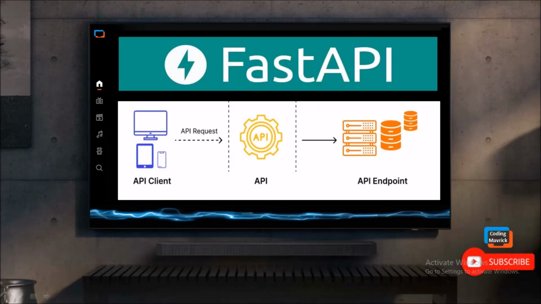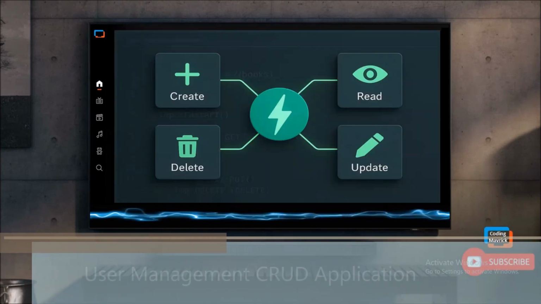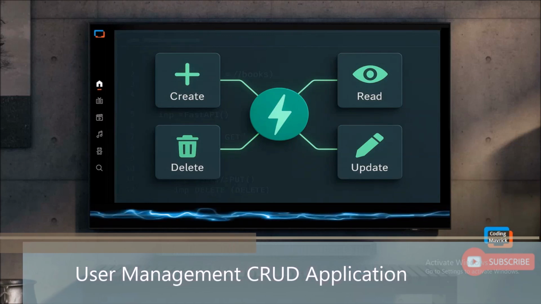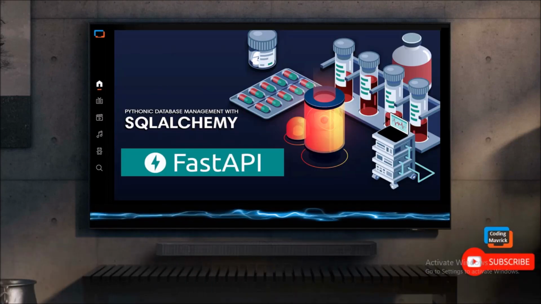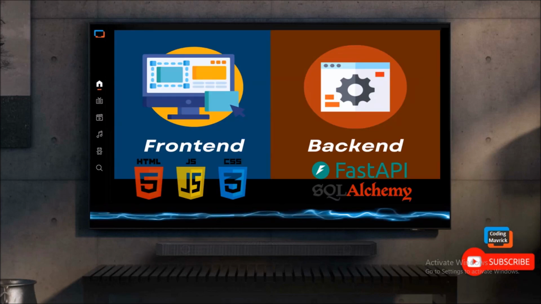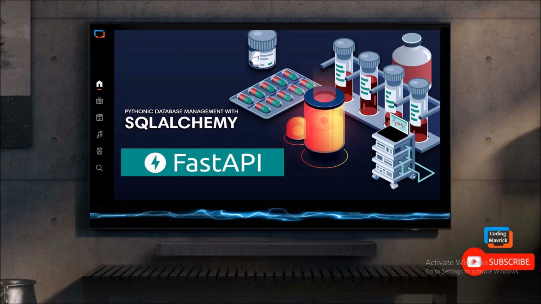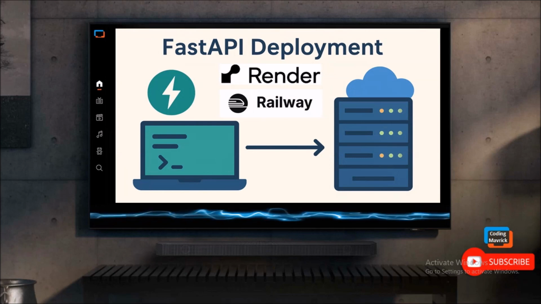In the last video, we built a complete CRUD application using FastAPI and SQLAlchemy ORM, connected it with the front end and tested it locally on our system. Now it's time to take the next big step, deploying our FastAPI app on the cloud, so that anyone can access it from anywhere in the world.